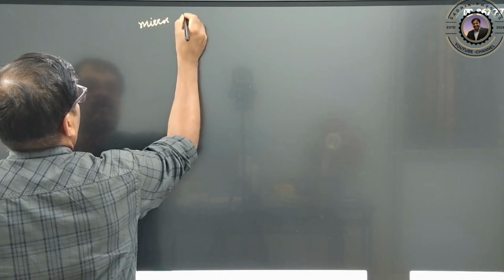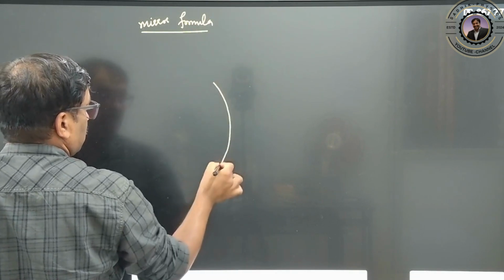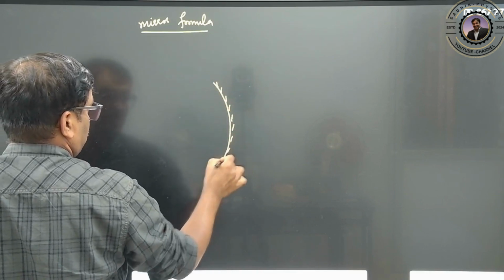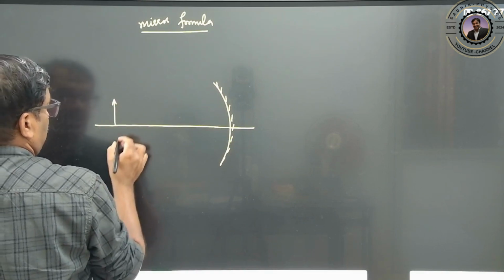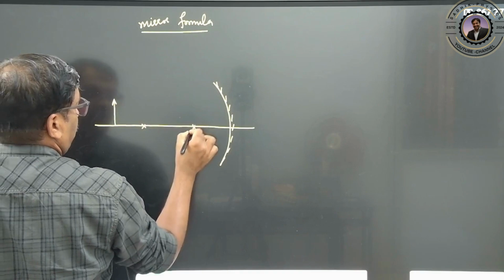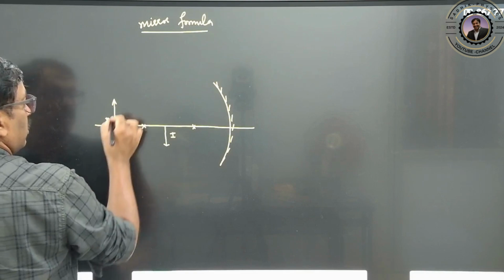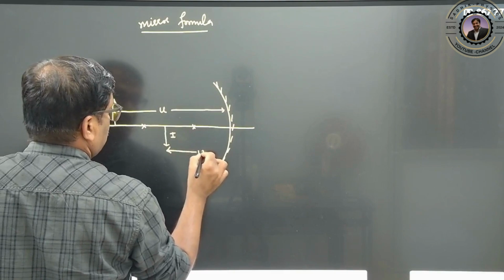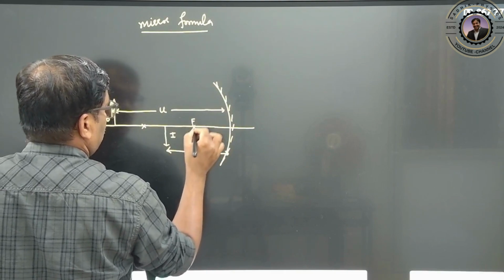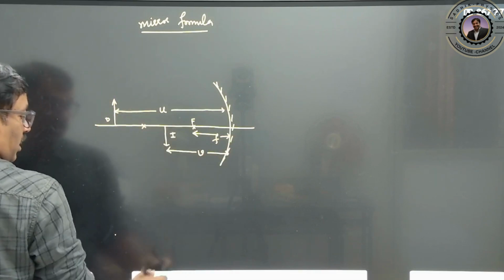Mirror formula, right? Suppose here there is a mirror, and suppose here there is an object. This is your object distance. Definitely, the image will be created here. This is your image, this is your object. So this is your object distance, and this is your image distance. This is your focal length. Clear? So, you can have a relation for this.